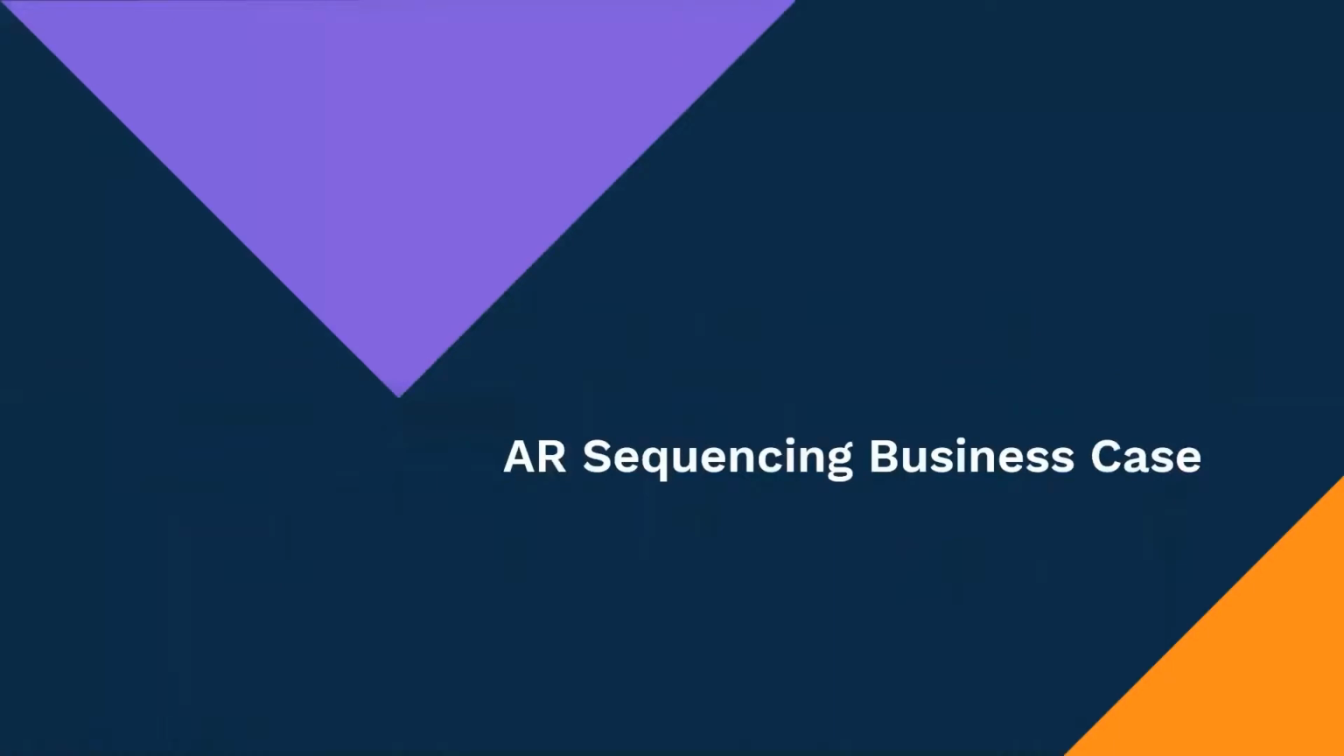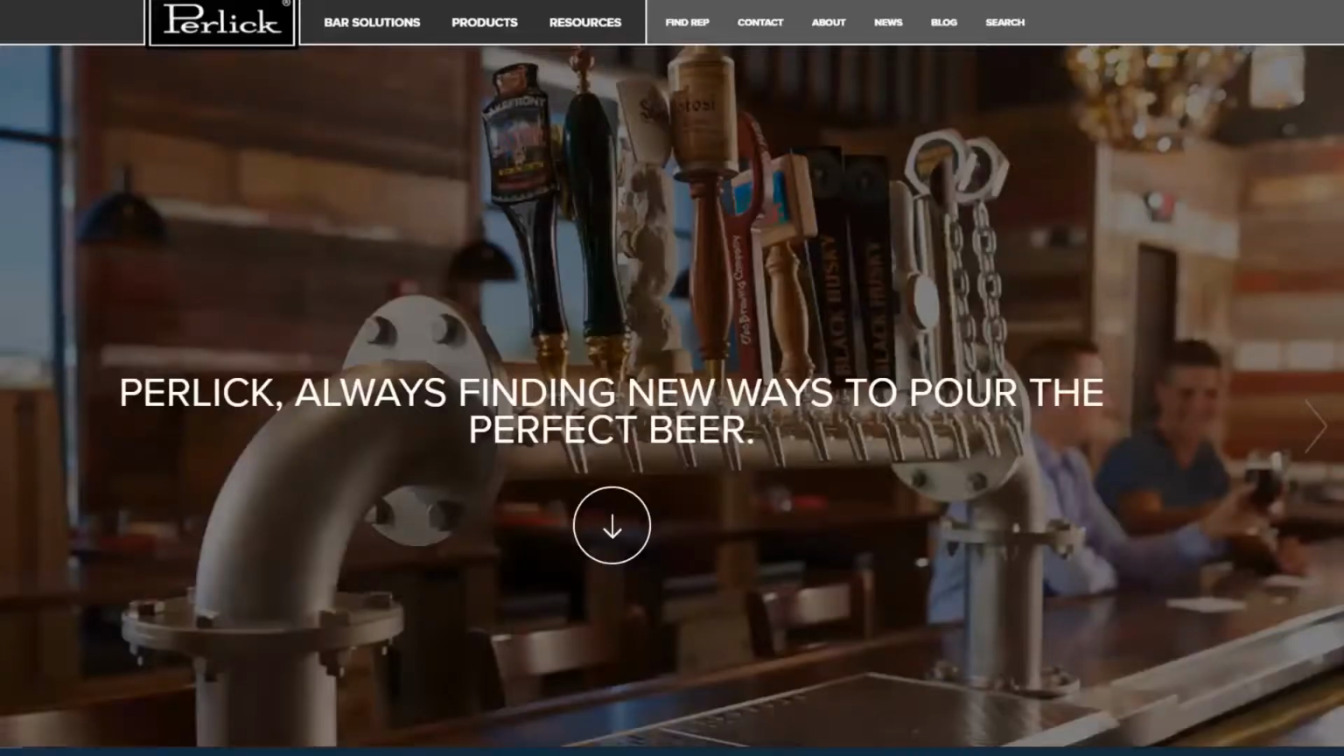Next, I'll look into the business benefits and look at a couple of examples. The first one I want to share with you is Perlick. Perlick is in the refrigeration and bar dispensing industry. They've been around for more than 100 years, and with the explosion of microbrews and everything else, they're seeing a lot of great growth.